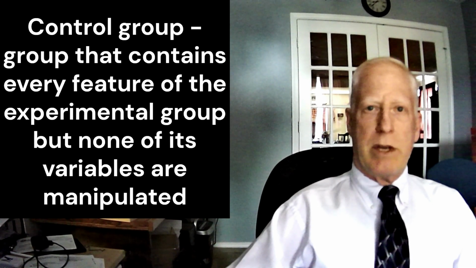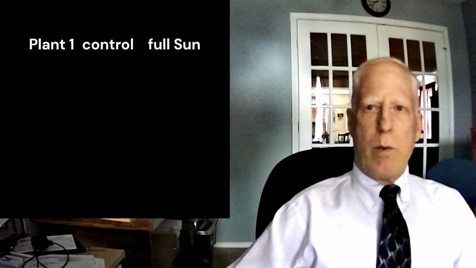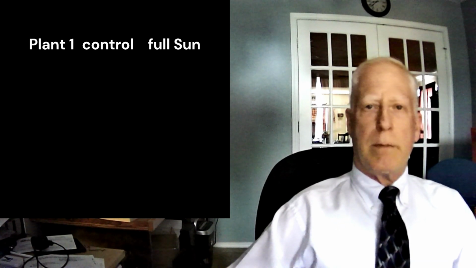In this experiment, you'll have several plants, all of them being treated the same way, with the exception that all plants but one will have one of the variables that can affect its growth withheld. The one plant that doesn't have anything different done to it is your control. The control is a thing or a group that contains every feature of the experimental group, but none of its variables are manipulated. So you decide that plant 1 will be your control, so it'll be planted in the middle of the yard in full sun as usual.